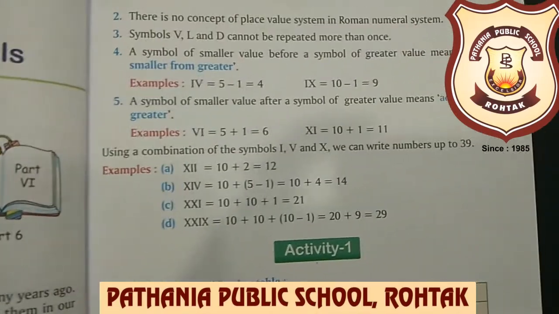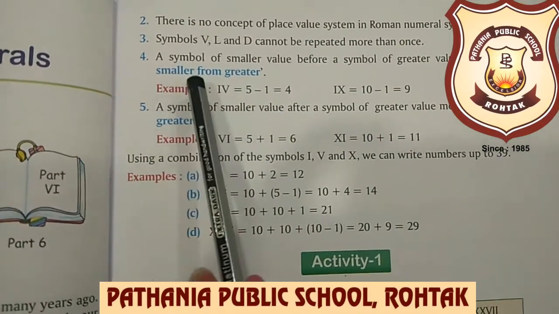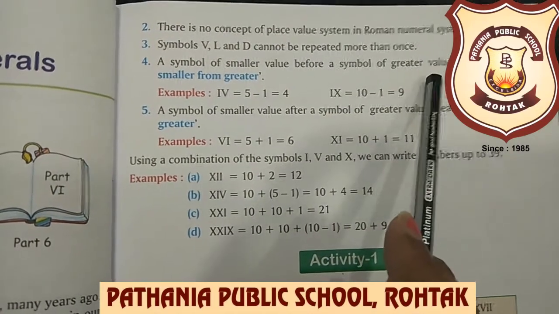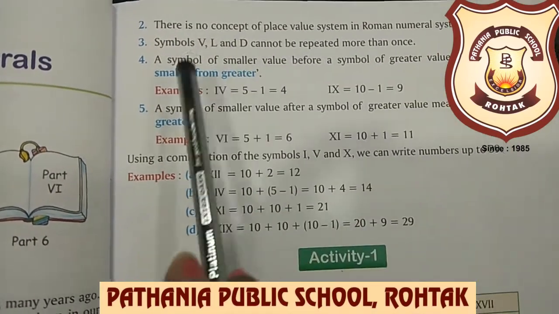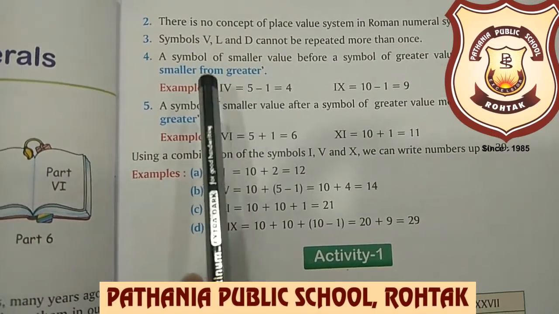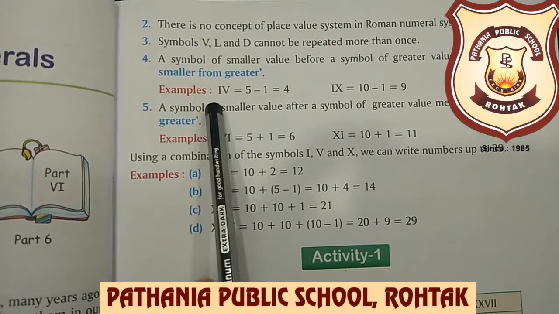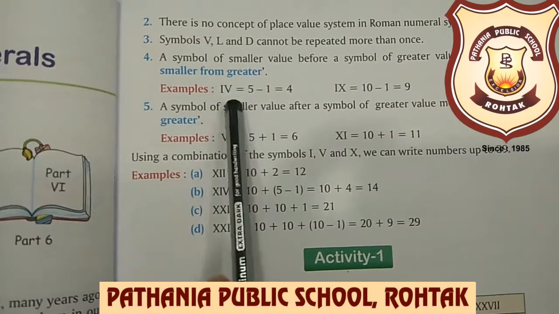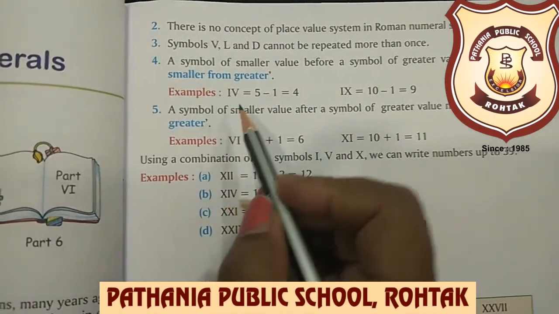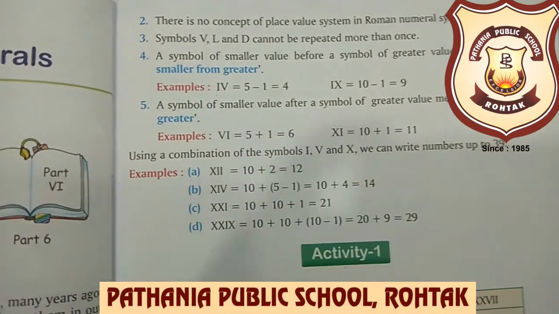Now the fourth rule gives the answer of how to write 4. A symbol of smaller value before a symbol of greater value means subtract the smaller from the greater. See beta, whenever there is a smaller symbol on the left-hand side of the greater symbol. See here now what these two symbols are. V stands for 5 and I stands for 1.